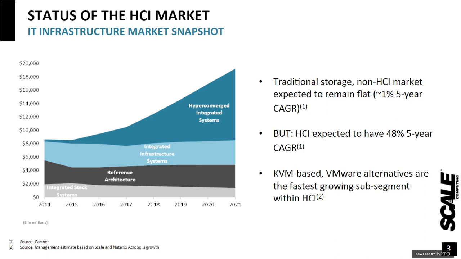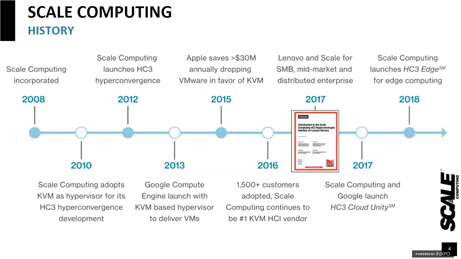So that's why there's such a large exponential growth in the hyperconverged market: it's creating new markets that traditional infrastructure wasn't able to benefit. The one main piece I'm going to touch on at the bottom right, KVM-based or VMware alternatives, is the fastest growing subsegment within hyperconverged infrastructure. The reason that's very important obviously segues into my next slide.